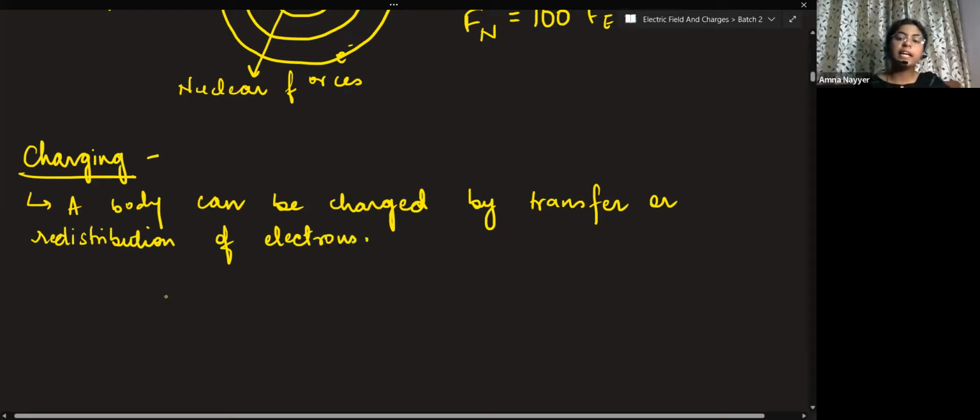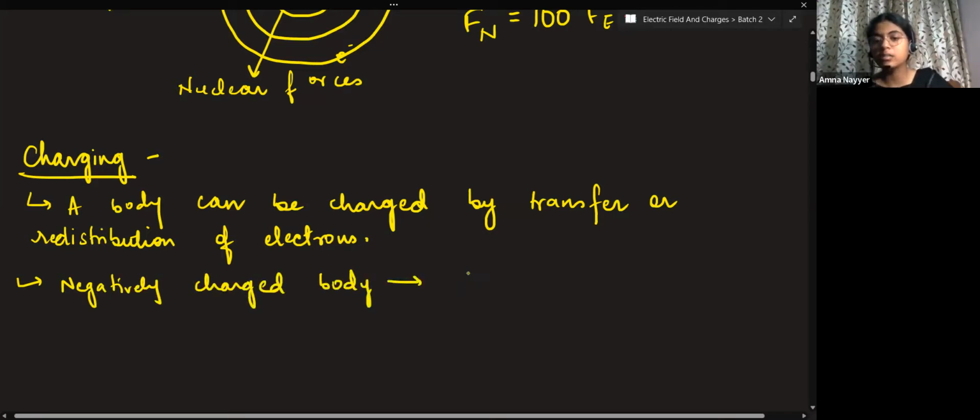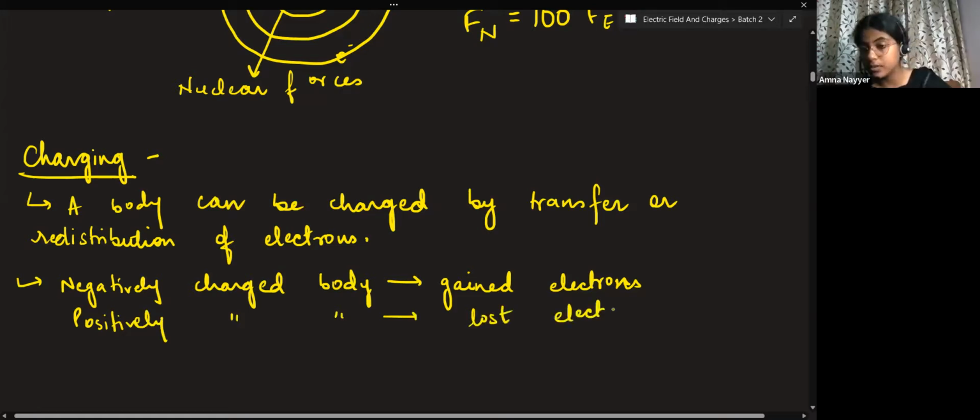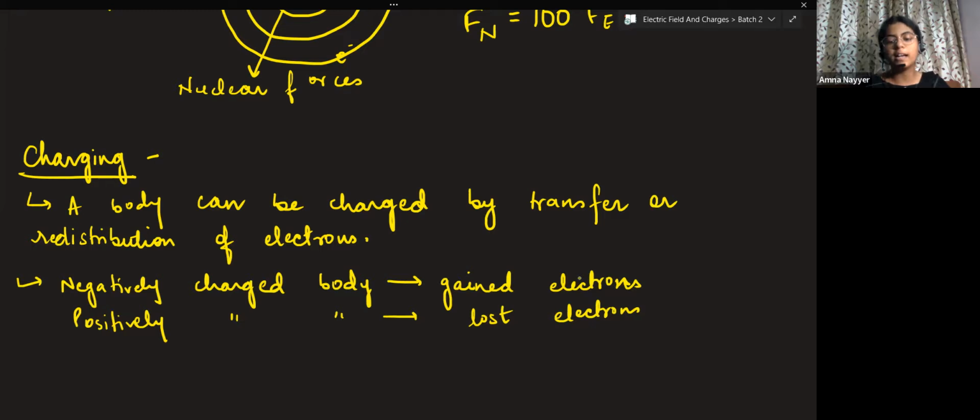All right, and it's the electrons that get transferred. Negativity means, if I say a negatively charged body, this means it has gained electrons. And if I say a positively charged body, it means it has lost electrons. It's the electrons that are getting transferred, electrons which are moving, which are weakly bound. That's why they are able to make a body positive or negative.